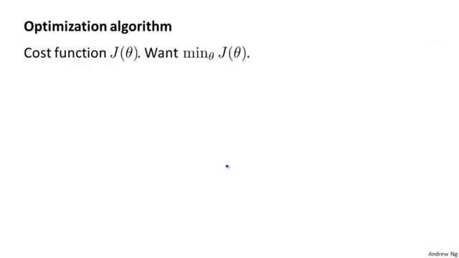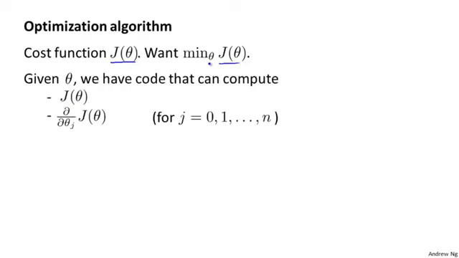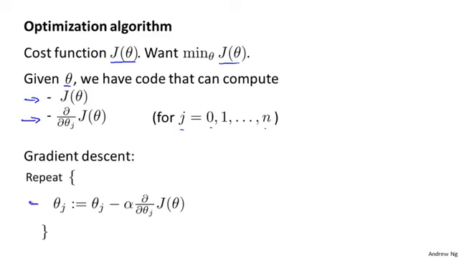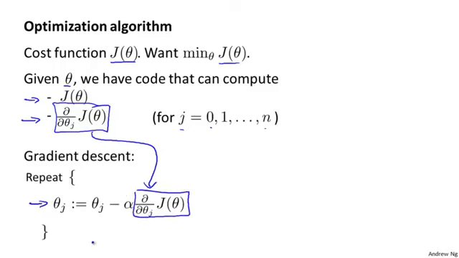Here's an alternative view of what gradient descent is doing. We have some cost function j, and we want to minimize it. So what we need to do is write code that can take as input the parameters theta, and that can compute two things: j of theta and these partial derivative terms for j equals 0, 1, up to n. Given code that can do these two things, what gradient descent does is it repeatedly performs the following update, right? So given the code that we wrote to compute these partial derivatives, gradient descent plugs this in here and uses that to update our parameters theta.